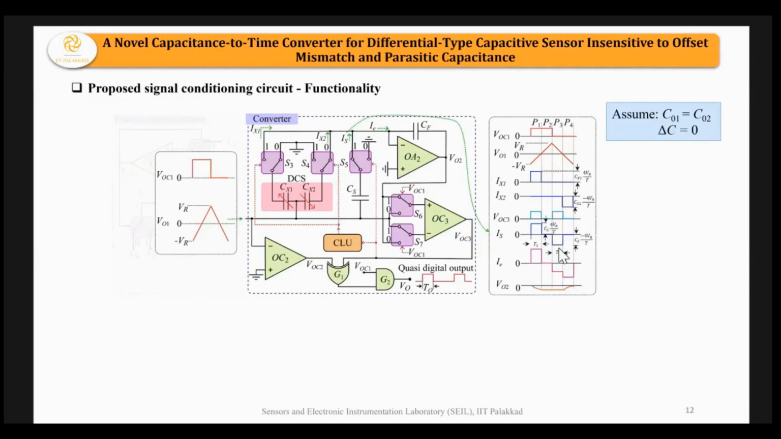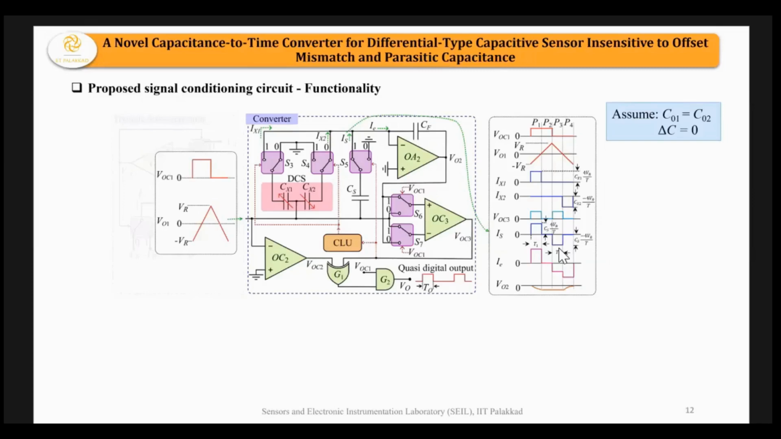Again, suppose C01 and C02 are equal and delta C is equal to 0, so V02 is at 0. The switch S5 will connect CS to OA2 for a time period T1 during the positive slope and for a time period T2 during the negative slope, controlled by the comparator OC3. Whenever V02 is 0, both time periods T1 and T2 will be equal, which means the net current IS through CS will be 0. So there won't be any change in V02.